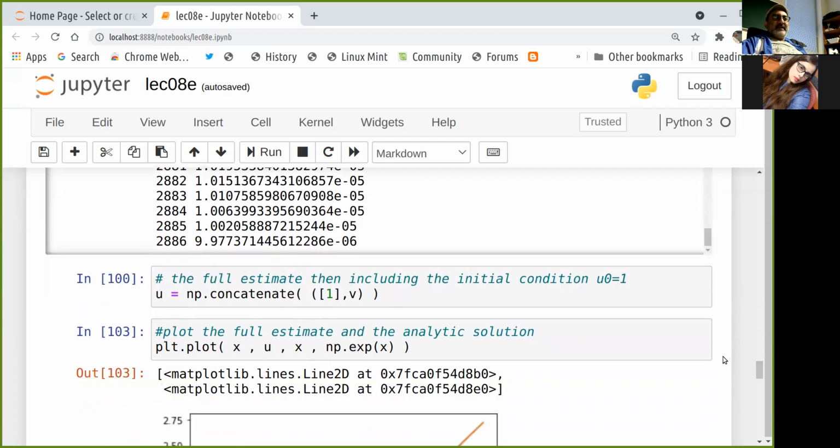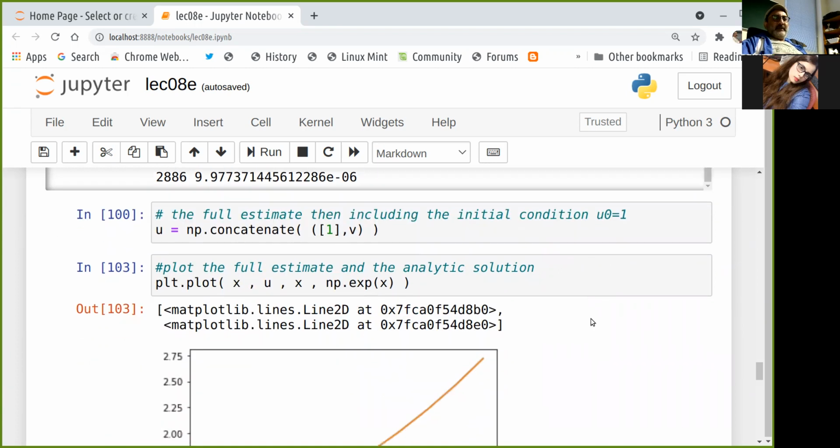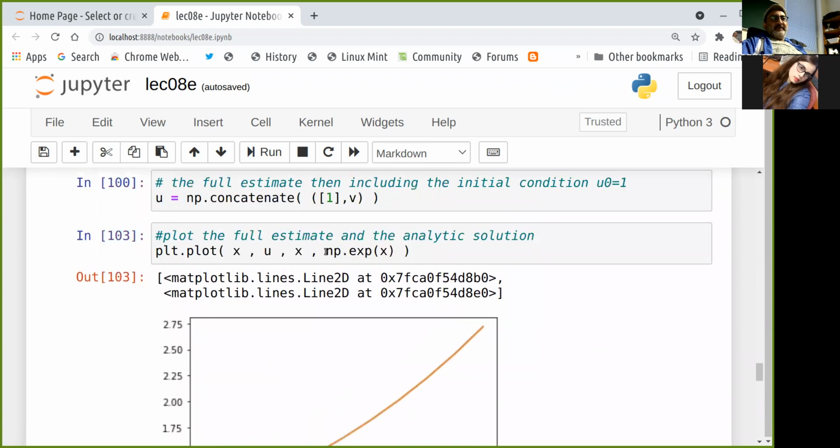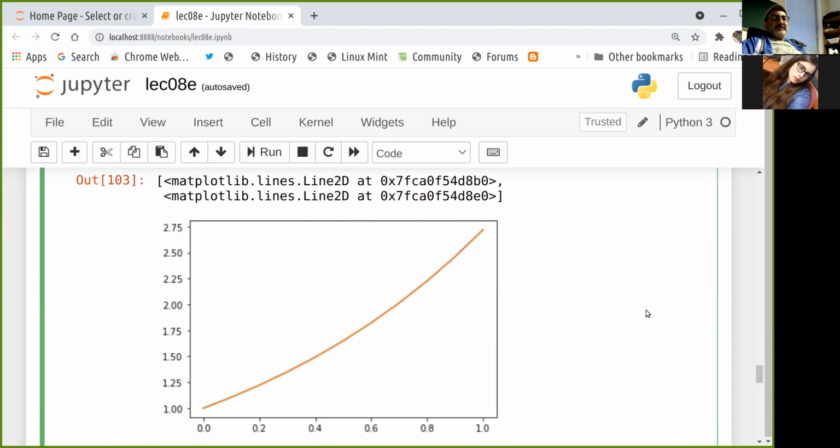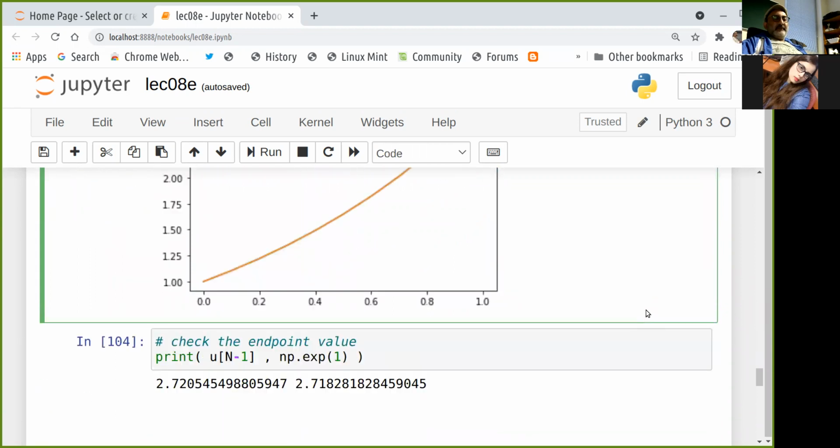Now if we want to see what happens, remember v didn't have that initial node value in it, so we have to add that initial node value. We concatenate 1, the array which consists only of 1, with the array v. And that gives me my u. Now I plot it, and I also plot the solution that I wanted. They're almost on top of each other, and if we compare the values, they're not too bad.